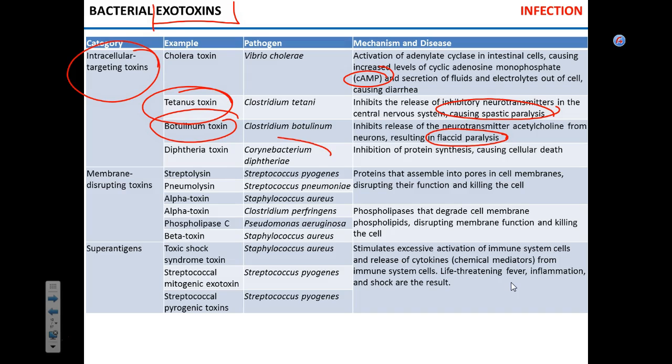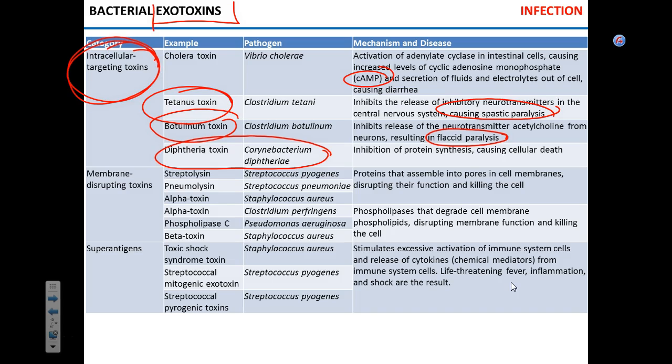Diphtheria. Toxin of Corynebacterium diphtheriae causes cell death. It inhibits translation, stopping protein synthesis, killing the cells. So when people die of diphtheria, and you can die of diphtheria, they die because there are so many dead cells in the upper respiratory tract that there is an obstruction of the air passage. It's called pseudomembrane. So that's category number one, intracellular targeting toxins.